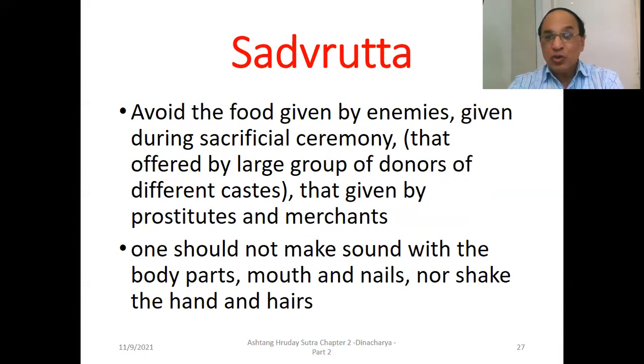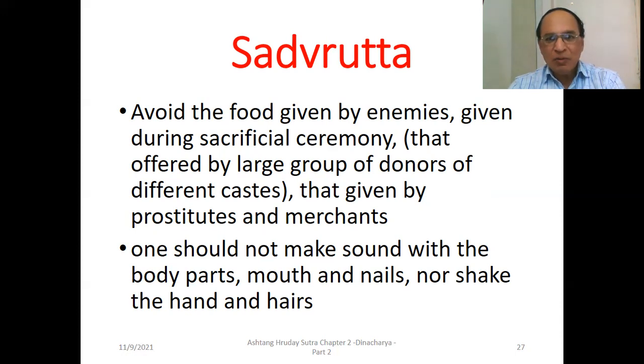Avoid food given by prostitutes and also the merchants. Okay, because whatever is in the mind of the person who is serving this food, that mindset of the serving person is very important when you are eating something.